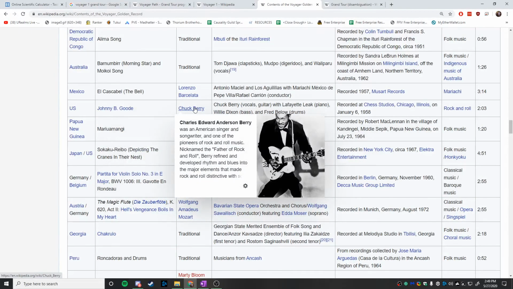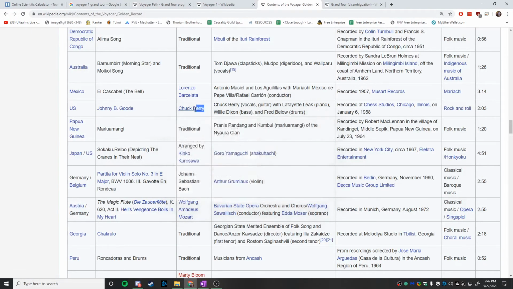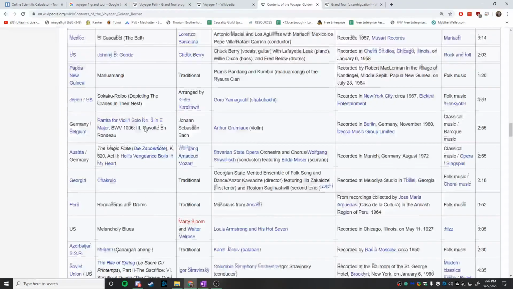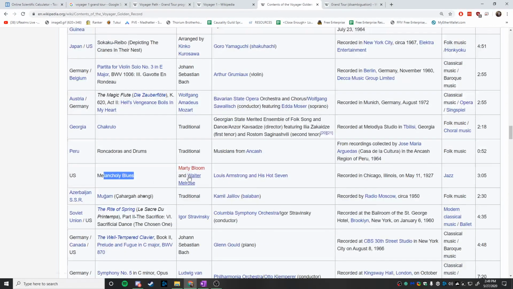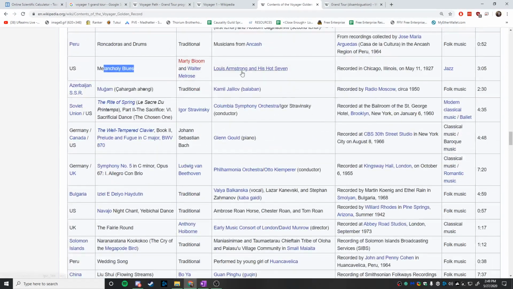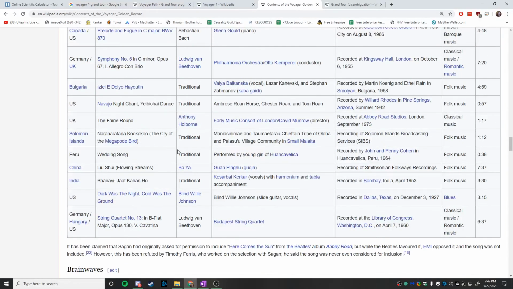Do you guys know that song? It's in Back to the Future. It's one of the songs that Marty McFly sings in Back to the Future. Melancholy Blues. I find this really fascinating, that we actually put music in space. I think it's really cool.